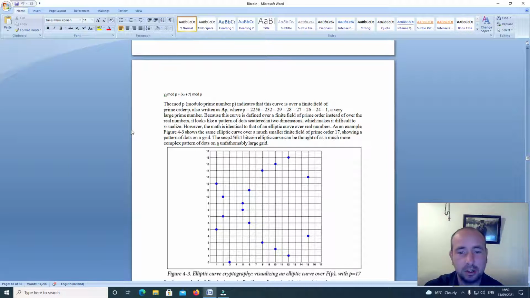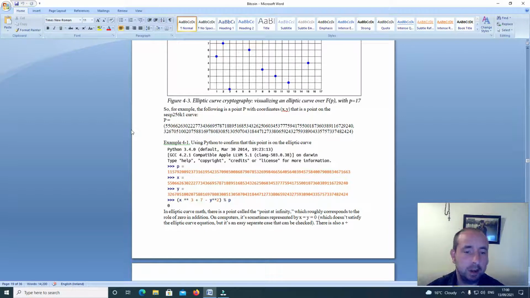Because this curve is defined over a finite field of prime order instead of over the real numbers, it looks like a pattern of dots scattered in two dimensions, which makes it difficult to visualize. However, the math is identical to that of an elliptic curve over real numbers. As an example, Figure 4-3 shows the same elliptic curve over a much smaller finite field of prime order 17, showing a pattern of dots on a grid. The secp256k1 Bitcoin elliptic curve can be thought of as a much more complex pattern of dots on an unfathomably large grid.